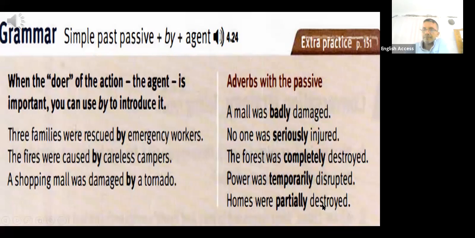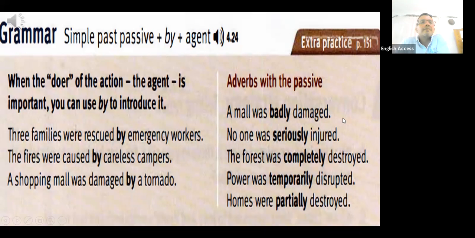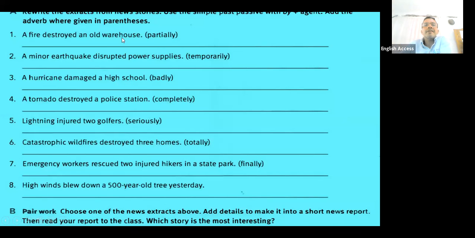Yes? Are you understanding the grammar? Yes, teacher. Okay. Okay, we have another exercise here with the adverbs. So you have to include the adverb. Remember, the adverb goes after verb be, was or were. You have partially, temporarily, totally, completely, seriously, totally, finally, etc. Except number 8. Okay, we can do it fast. Number 1, who did?